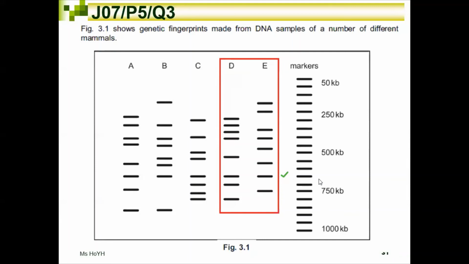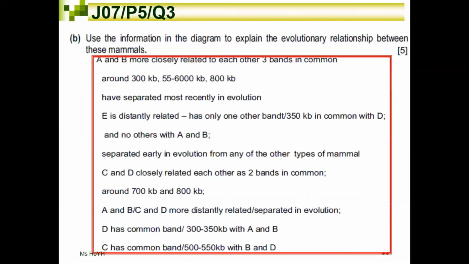Okay, and then you say, what is the band? So there are many ways for you to read. So let's look at the mark scheme. What other ways have they read the chart? A and B are closely related to each other, 3 bands in common. Just now I saw 5 bands. You see again, okay? So what are the number, the length of each of the bands? And therefore, because of that, they have separated most recently in evolution, or you say that their common ancestor is more recent, also can.